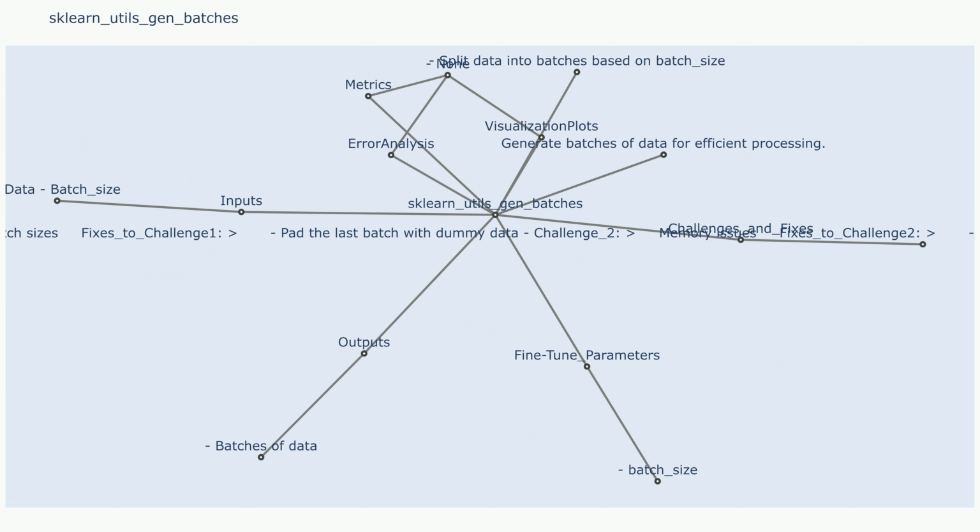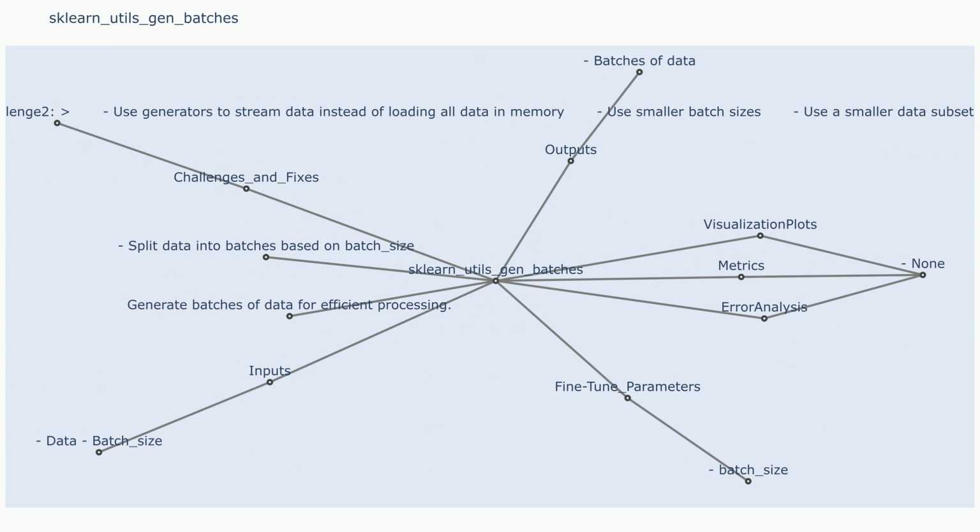Fine-tune parameters: batch_size. Adjusting this parameter allows you to control the size of each batch, enabling you to balance memory usage and processing efficiency based on your computational resources. Smaller batches consume less memory but might require more iterations, while larger batches consume more memory but reduce the number of iterations.